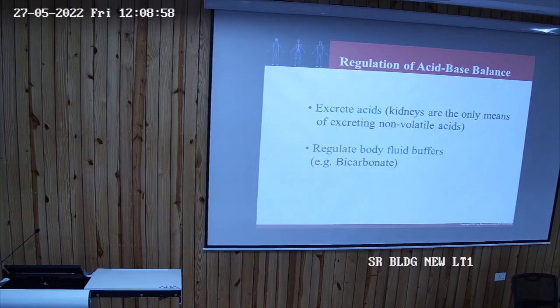Okay, so regulation of acid-base balance is another important function of kidneys. Clear? We'll see in later classes in detail about the regulation of acid-base balance. But to keep a clear idea, the kidneys are responsible for the removal of fixed acids. What are examples of fixed acids? Sulfuric acid, phosphoric acid, lactic acid. Other than carbonic acid, they are the fixed acids, and they are removed by the renal or excretory system.